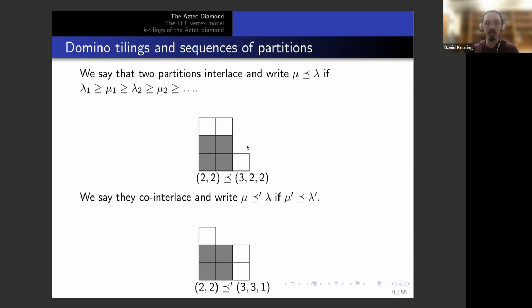If you're familiar with the terminology, you could say that these differ by adding a horizontal strip. If you add a horizontal strip to mu, you get the partition lambda. But if you're not familiar with the terminology, this is just the string of inequalities. And we say they co-interlace if the conjugate partitions interlace. So if we take this picture and transpose it, flipping it along its main diagonal, that gives us the conjugate partitions. And since conjugating this gives us this diagram, the conjugate partitions interlace. So we say the partitions in the picture at the bottom co-interlace.